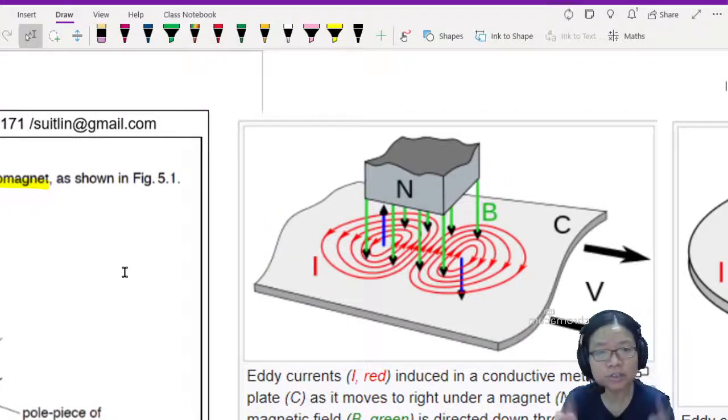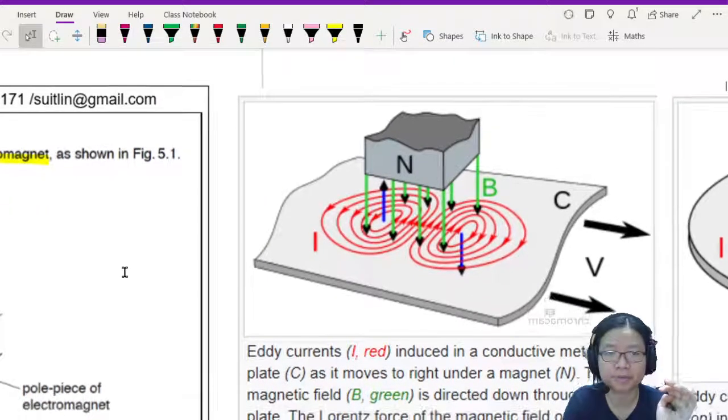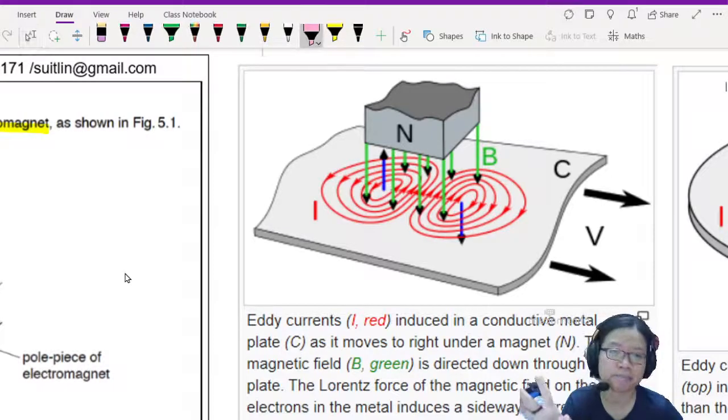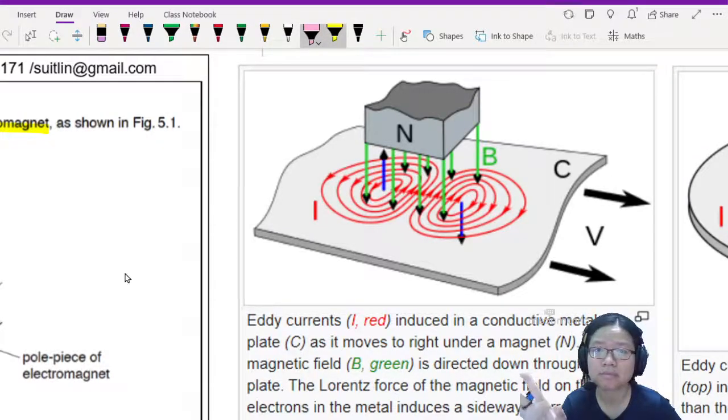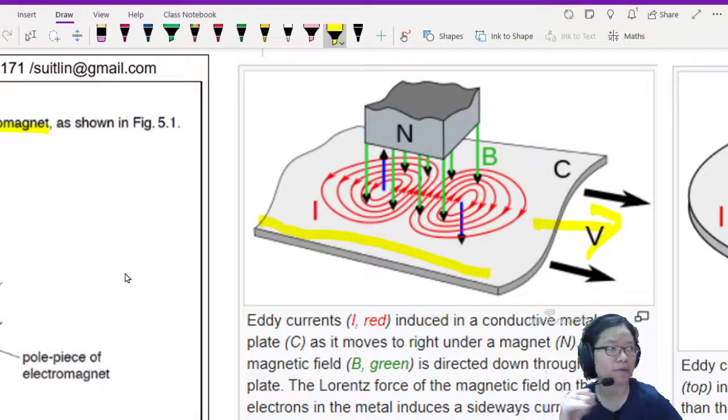Okay, so let's look at this current, this diagram for a bit. You see that this piece of metal, okay, is traveling in this direction.